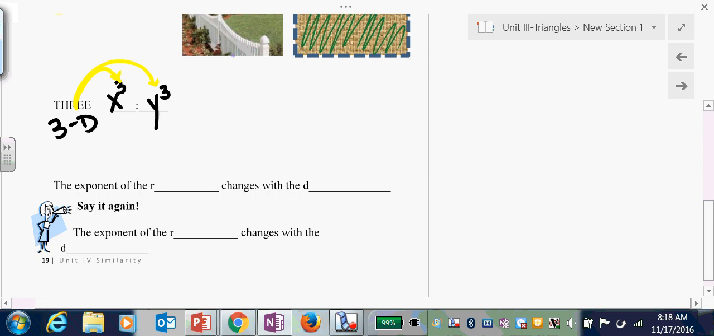This is the main concept I want you to get. The exponent of the ratios changes with the dimensions. Say it again. The exponent of the ratios changes with the dimensions.